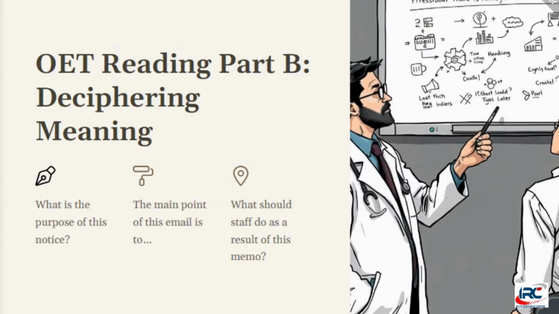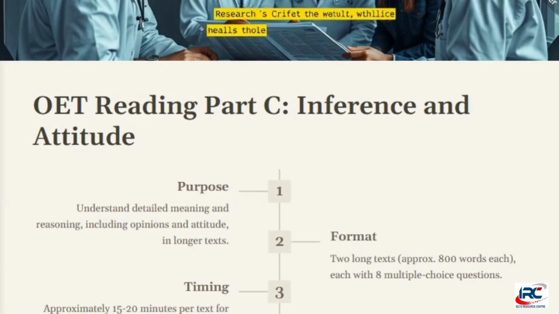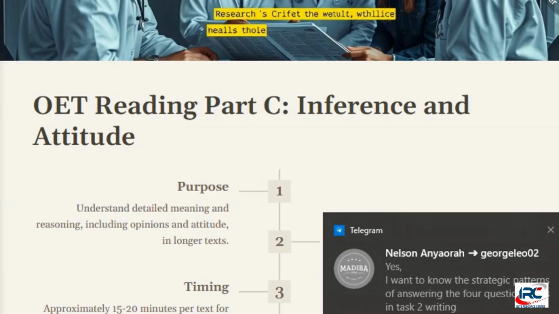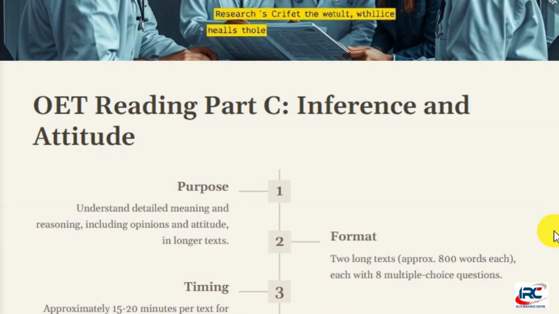Then we go over to the part C. Part C, yes. The OET reading part C, we call it the inference. Now the OET reading part C, we call it the inference or the attitude reading. Here, you need to read between the lines. You need to read between the lines.